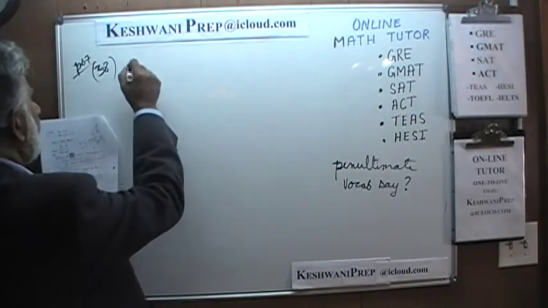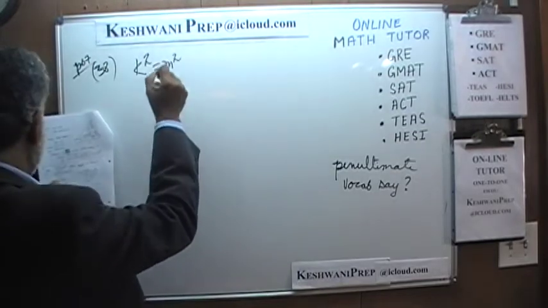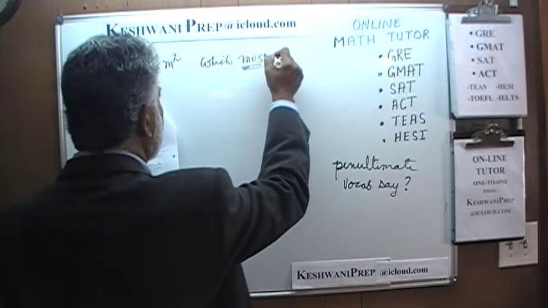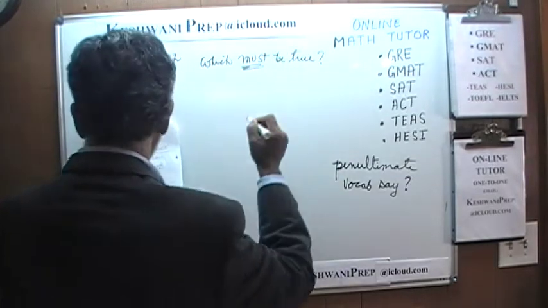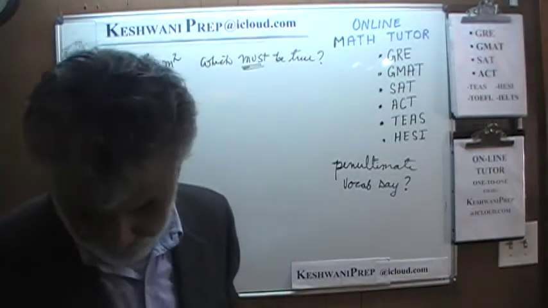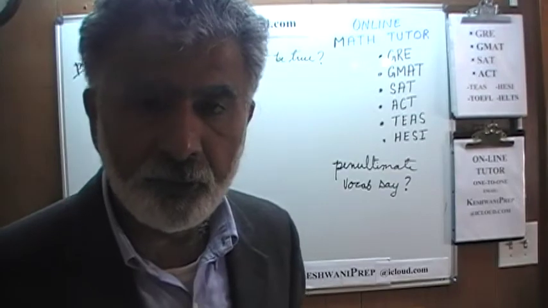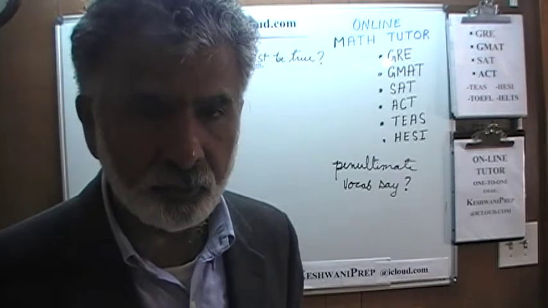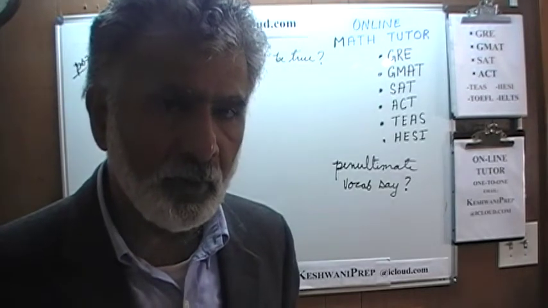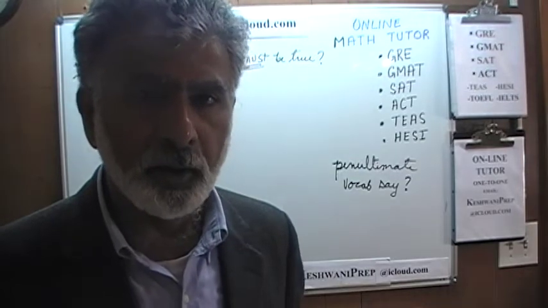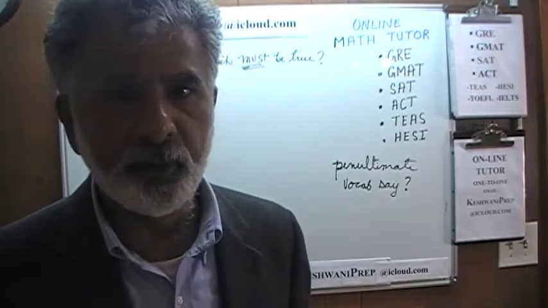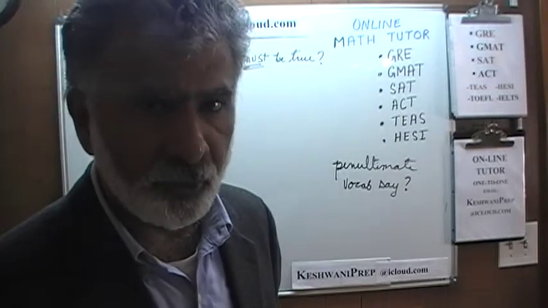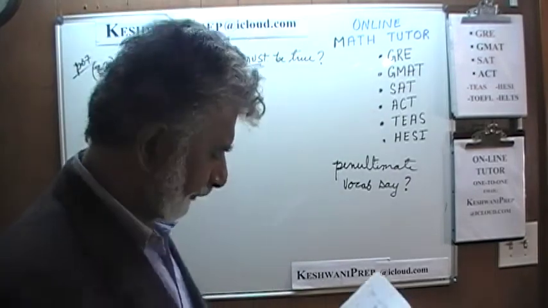Number 38. We are told that k squared is equal to m squared. The question is, which must be true? In other words, out of the five answer choices that they're giving us, all five of them may be true, but there is only one statement out of those five which has to be true all the time, and our job is to locate that statement that must be true at all times. To say that must be true at all times is redundant. If it's true all the time, then it must be true. That's what we're looking for.